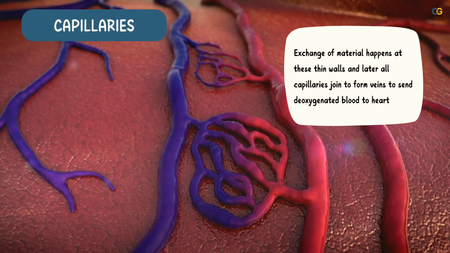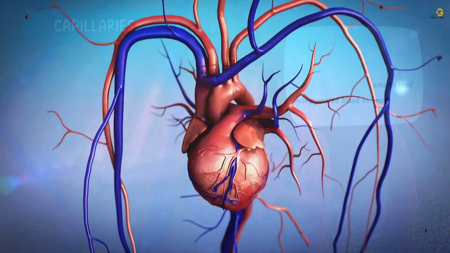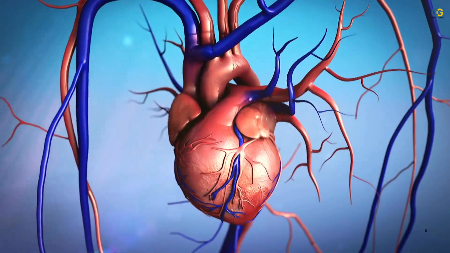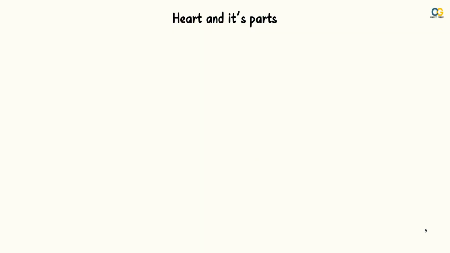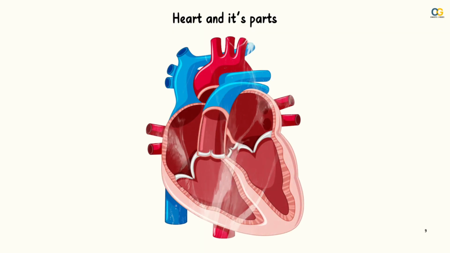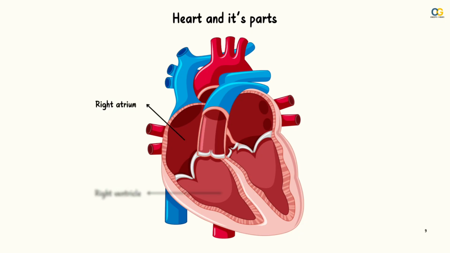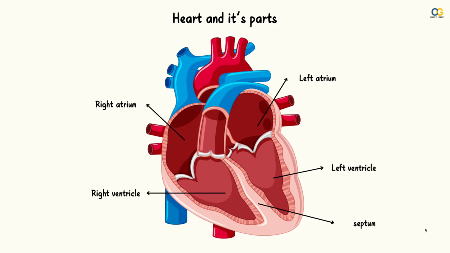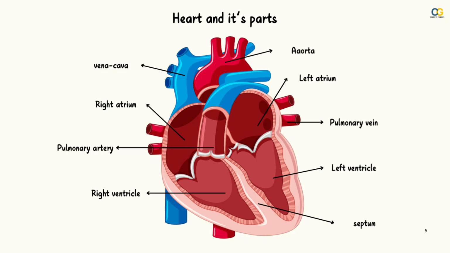Let us now look at the pumping system, which is our heart. Let us see the parts of the heart. We know that our heart is divided into 4 chambers, precisely the right atrium, right ventricle, left atrium and left ventricle. This is separated by a septum. Other veins and important arteries here are the vena cava, pulmonary vein, pulmonary artery and the aorta. Let us see how the blood is pumped for it to be transported through the body.